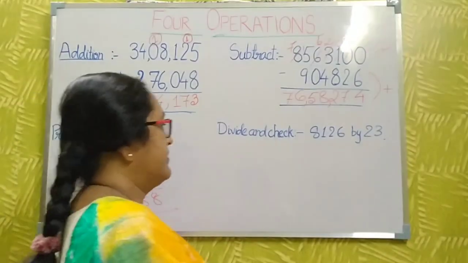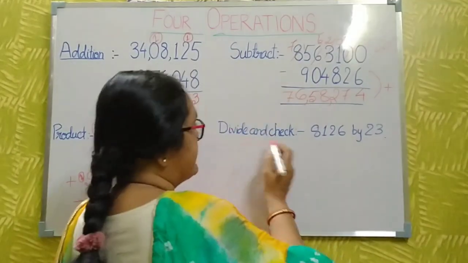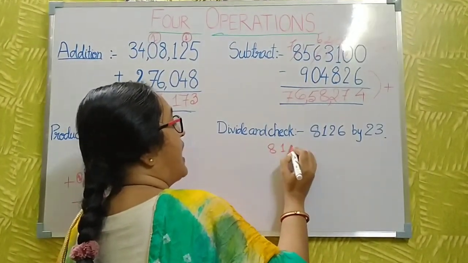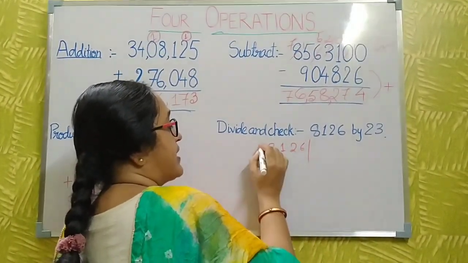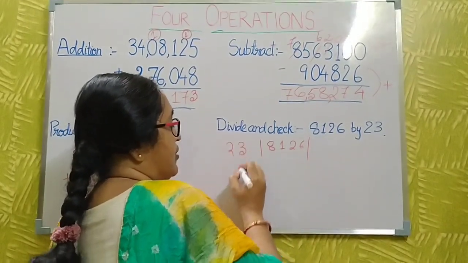Okay. Now I discuss the division also. 8126 divided by 23.